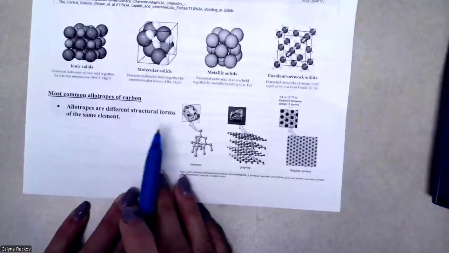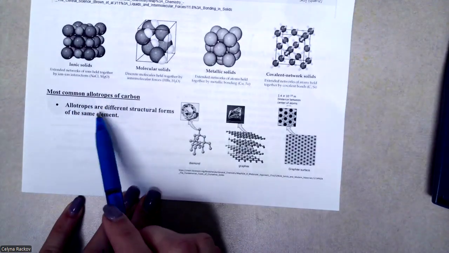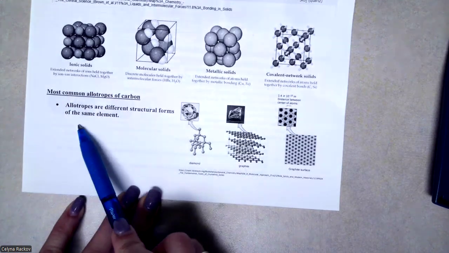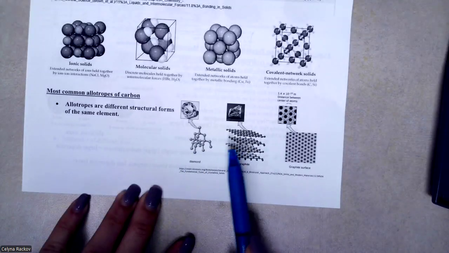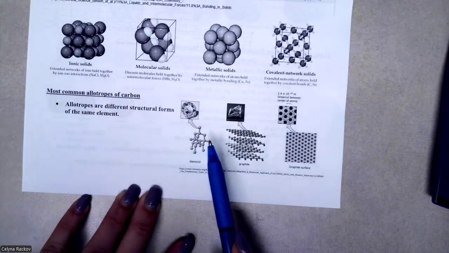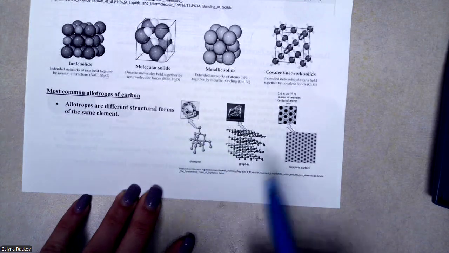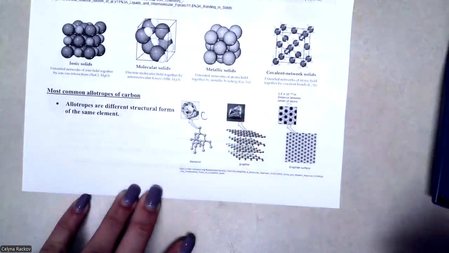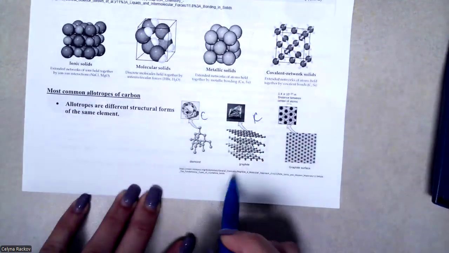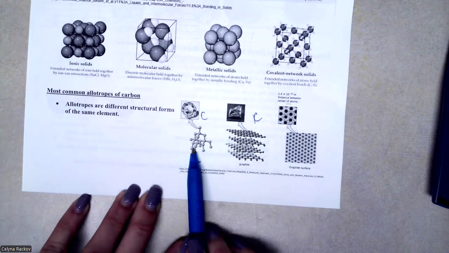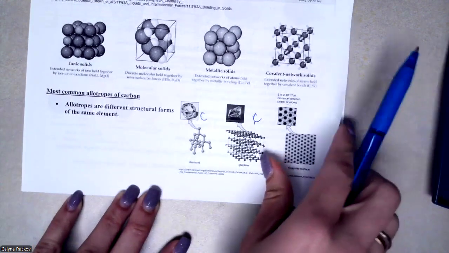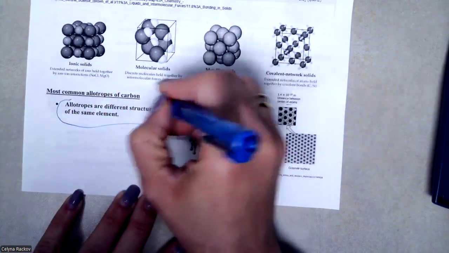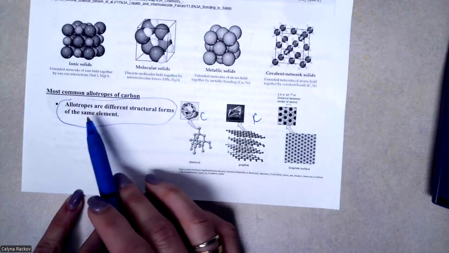And then here are the most common allotropes of carbon. Allotropes are different structural forms of the same element. For example, diamond is made of carbon atoms and graphite is also carbon. What's different is how they are organized, the structural forms. That is the definition of allotropes: different structural forms of the same element.